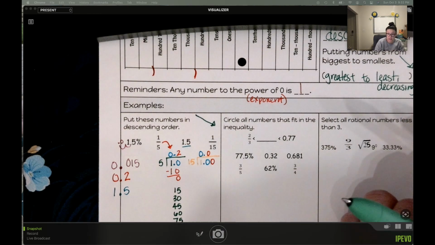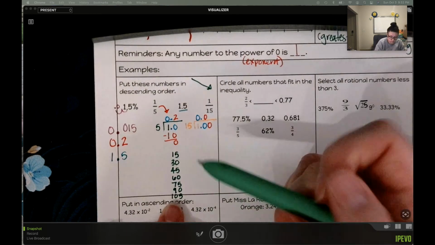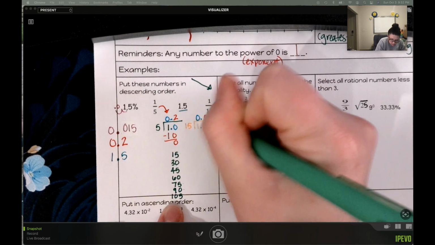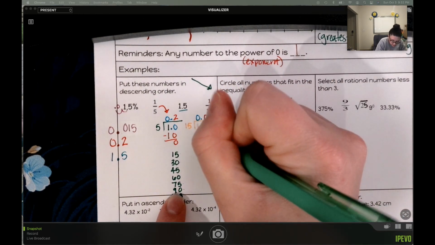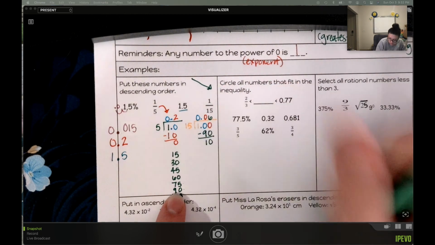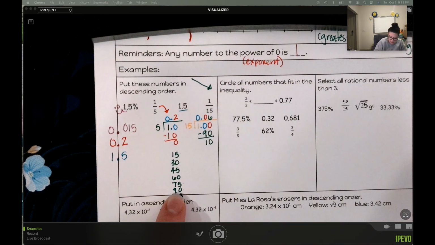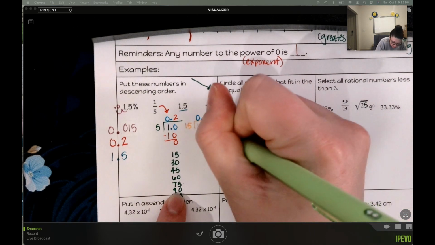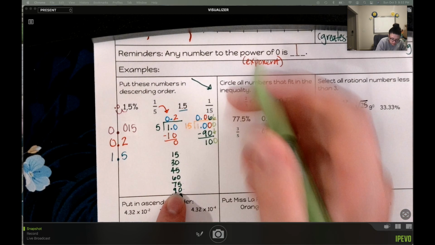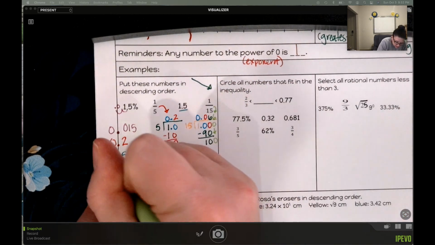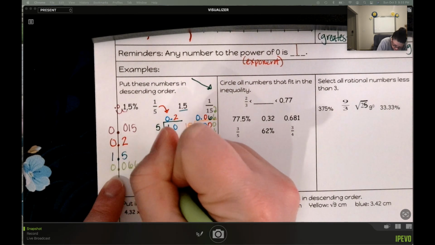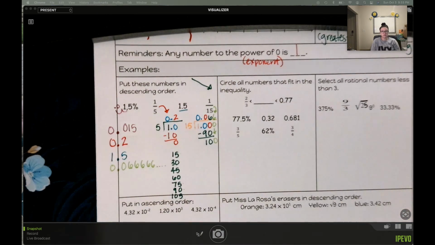So let's count and see how many times before we hit 100. 1, 2, 3, 4, 5, 6. 6 times 15 was 90. If we subtract, we get 10. So that means we got to bring in another 0. And we have this repeating pattern. I'm going to get to 6 again because it's 100 again. So 1/15 is going to be 0.066666 forever. Whew.